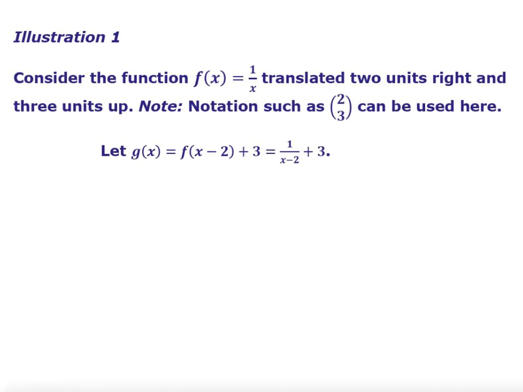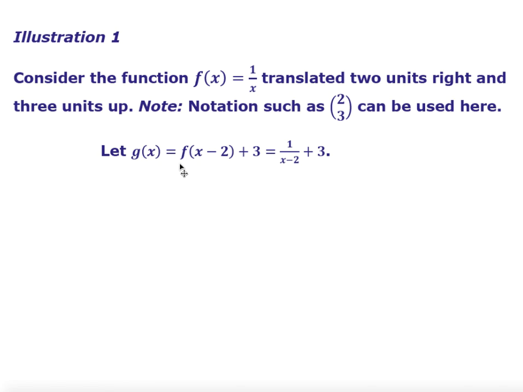So let's look at an illustration and really pull it apart. So let's talk about translating this particular curve 2 units to the right and 3 units up. IB could use what ends up looking like vector notation. So if you see this, it really is x, y. And so this is trying to say x goes 2 units to the right and y goes 3 units positive up.